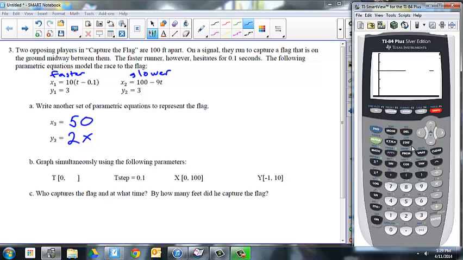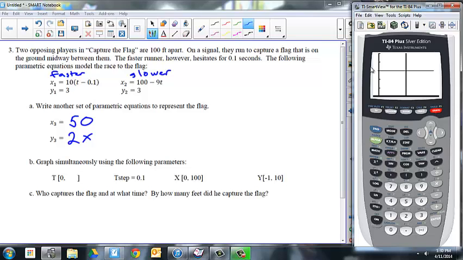Let's take a look at the graph. You can see the two runners running toward each other. Over here on the left is the faster runner. On the right is the slower. Now, in retrospect, I perhaps should have set my time to be a little bit more than 5 seconds so we could see when both runners would actually get to that flag. So I'm going to change it to 7, and now we have overlap.